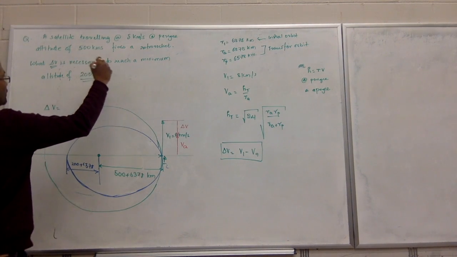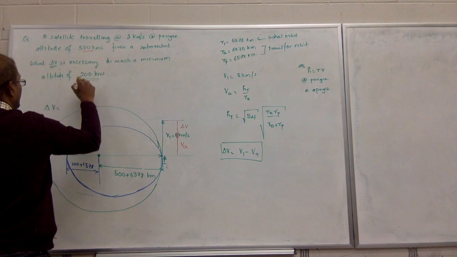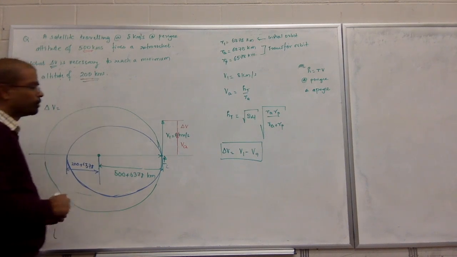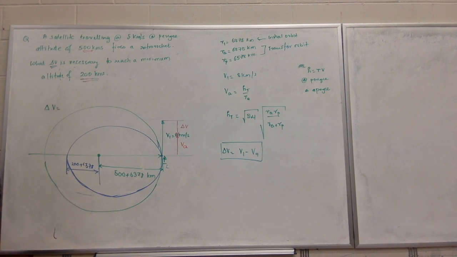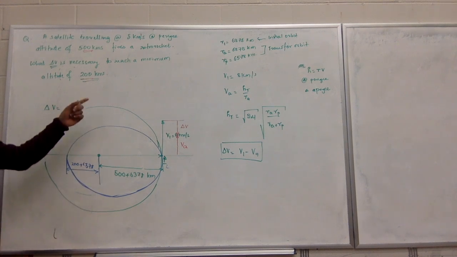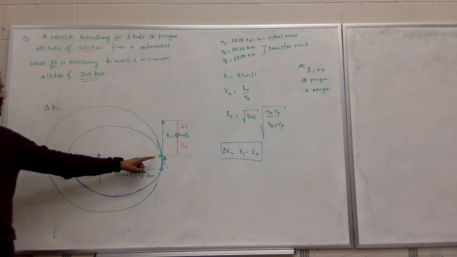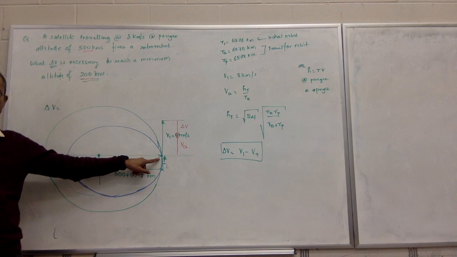You're going from a 500 kilometer orbit to a 200 kilometer orbit. If you were going to a higher orbit, what will this point become? Guys, this will be a question in the exam. Okay, keep your cell phone down. I may ask you this simple question.